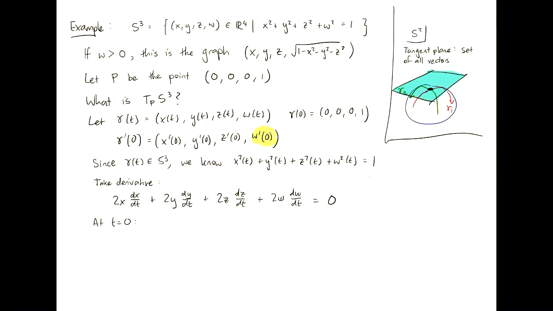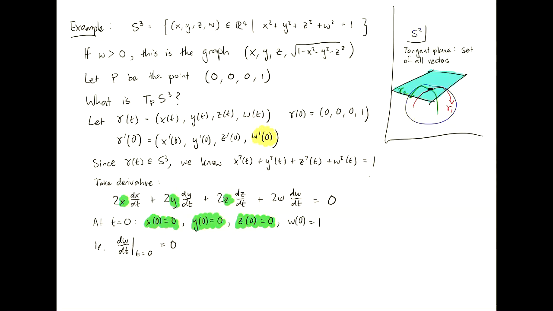Okay, so we have this, but actually we know quite a lot of stuff. Because at t equals 0, x naught is equal to 0, and y naught is equal to 0, and z naught is equal to 0, and w naught is equal to 1. So this means this term vanishes. This means this term vanishes. This means this term vanishes. And what we are left with is dw/dt at t equals 0 is equal to 0.